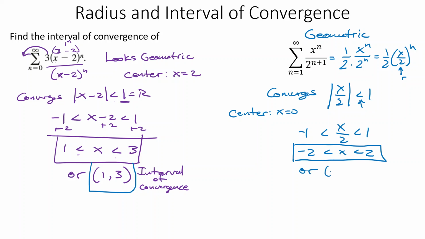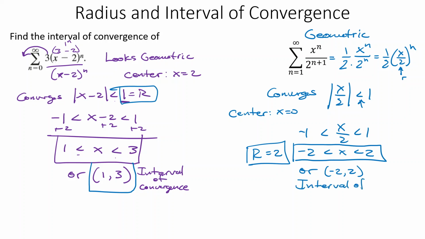Or we can write it like this, from -2 to 2. So that means our radius here, since it was centered at 0, we go down 2 and up 2. So the radius here would be 2. And the radius here was 1. All right, and this is the interval of convergence.